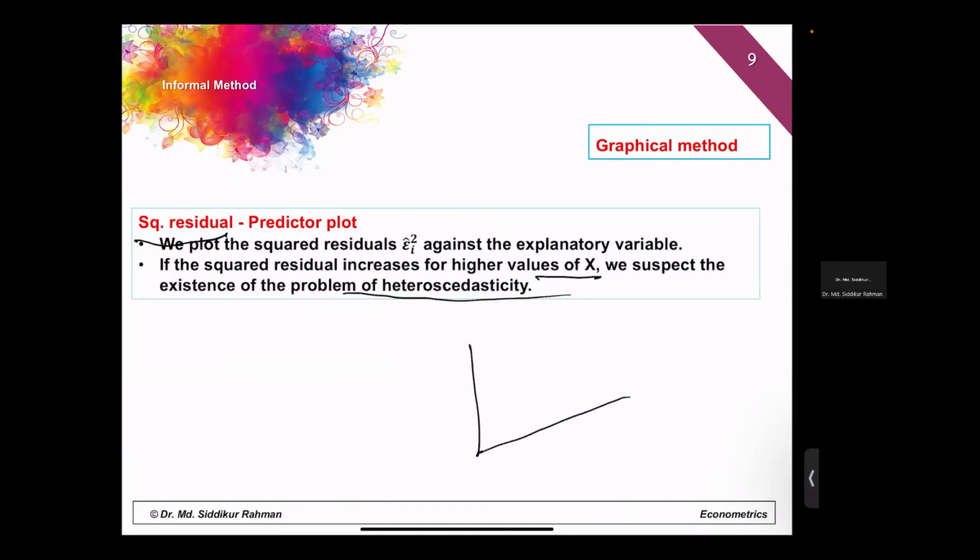Suppose this is a plot, this is x, right? And this is the square residual. Here, suppose you can find a straight line, like with the increment of x, the error is also increasing, right? So here you can suspect that there is a heteroskedasticity problem. You understand what I mean? Yes, sir. Perfect.